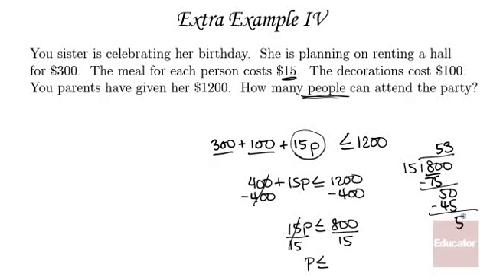Okay, well, we have a remainder, but she can't invite a portion of a person. So let's forget about this remainder, and she's going to invite 53 people. And this remainder represents money that will be left over. It's a portion of a person.